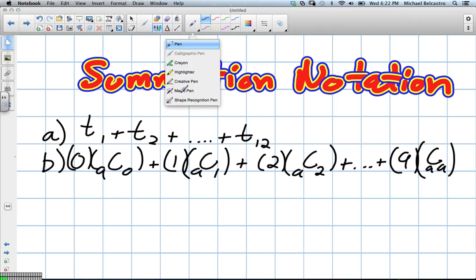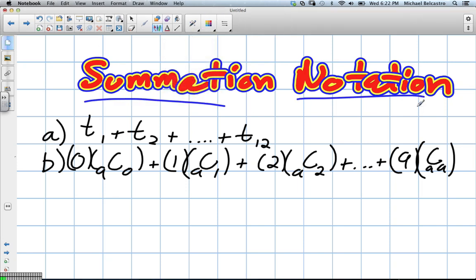Okay, so we're going to work with summation notation. We're going to look at the very first example and try to write it in the form of sigma, and then we'll go into the second one, which is a little more difficult of a question.